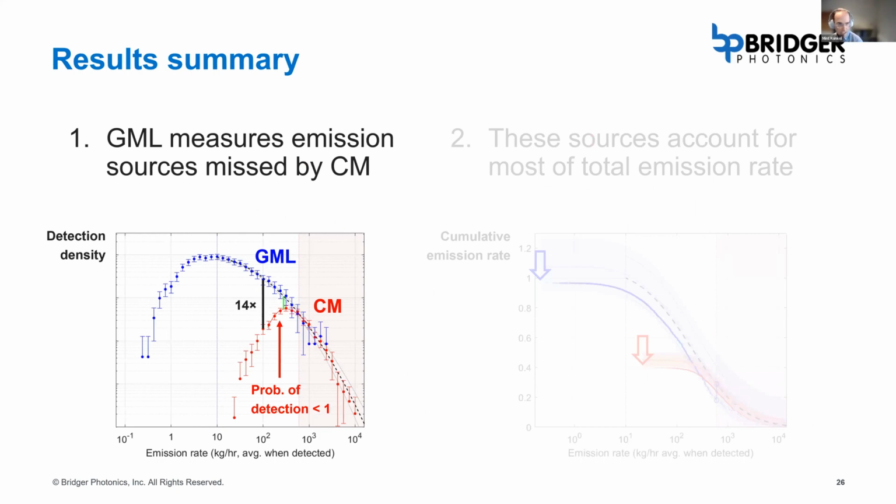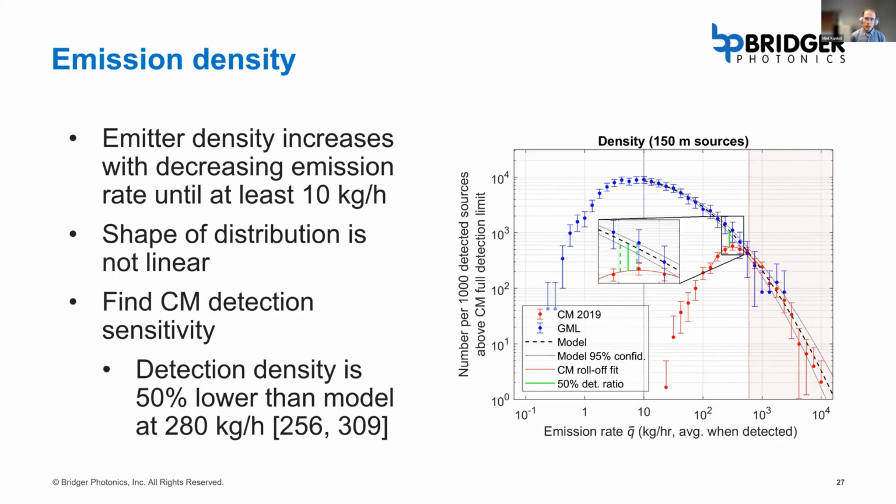Okay, so having done that analysis, we're now free to dive into some more detailed results on these two plots that I was showing at the beginning of the talk. So first, we'll go into the detection density. From the density plot, we see indeed that the density increases with smaller and smaller emission rate until at least 10 kilograms per hour, as revealed by GML. And the shape of this distribution is not linear. The fit here, as I mentioned, is a log normal, and the roll off, the flattening of this curve does not indicate reduced probability of detection for GML. Rather, that's just the shape of the distribution.